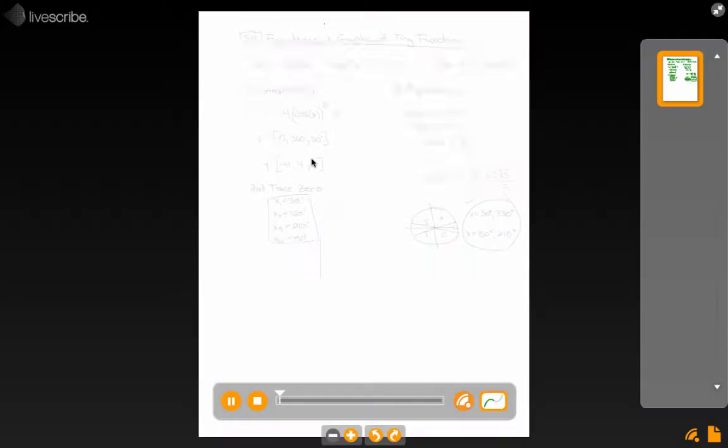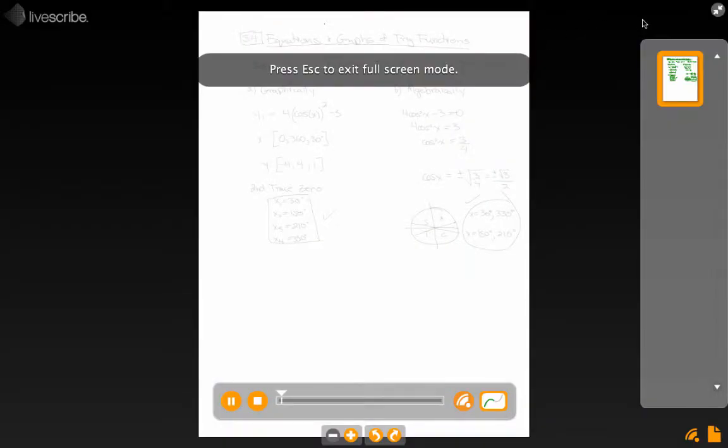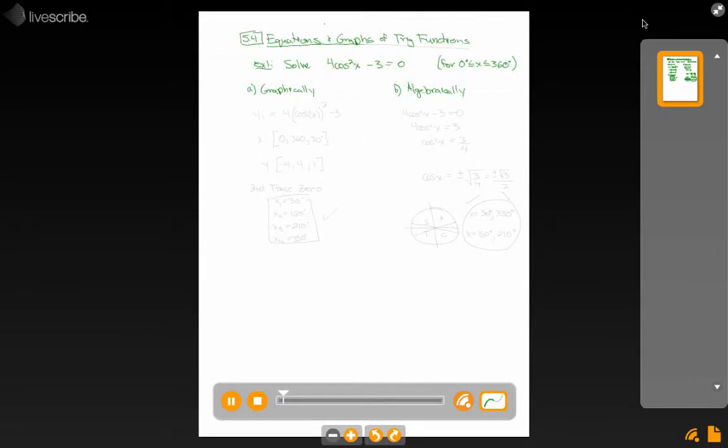This example comes out of section 5.4, Equations and Graphs of Trig Functions. So in this example we're asked to solve a trig equation. It happens to be a second degree trig equation, 4 cos squared x minus 3 equals 0, on the domain from 0 to 360 degrees, so we want all the answers that we'd find in there. We want to do it graphically and algebraically.